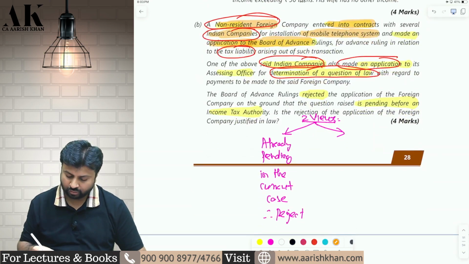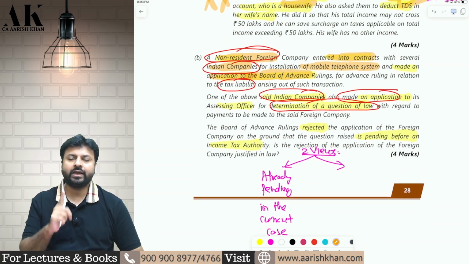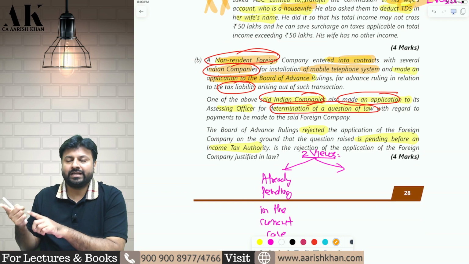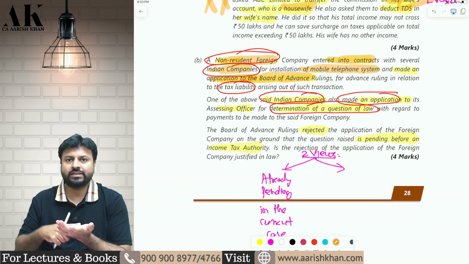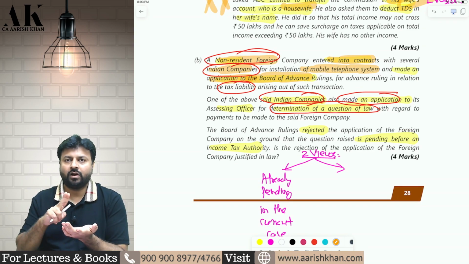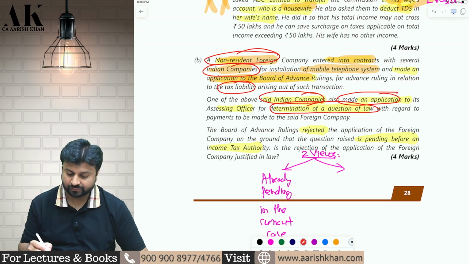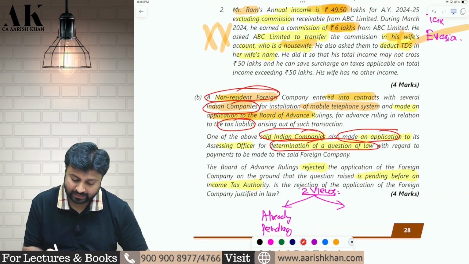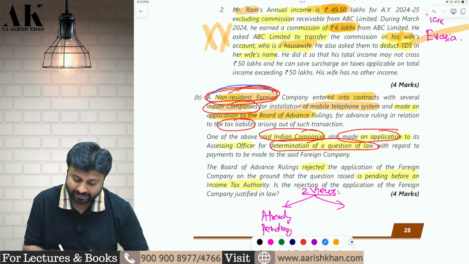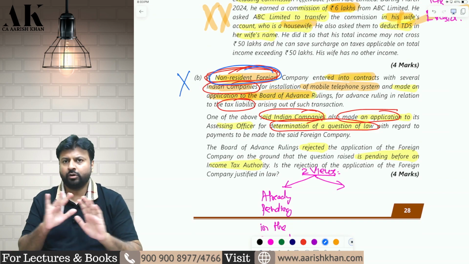Therefore, now here there are two views which are taken by the Institute. First, there is one point in advance ruling that if the application is already pending, then nobody can make an application on that. If your case is already pending in front of the assessing officer or ITAT or income tax authority or High Court or Supreme Court, you cannot make an application. So here there are two views which are taken. The first view is the AO is rejecting the application of the non-resident. The non-resident's application is rejected by the AO. Is he correct or wrong? Both the answers are correct.